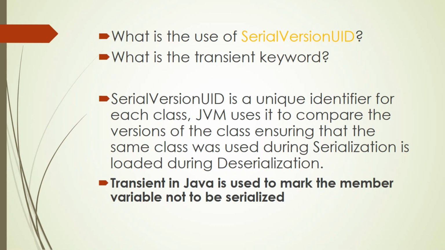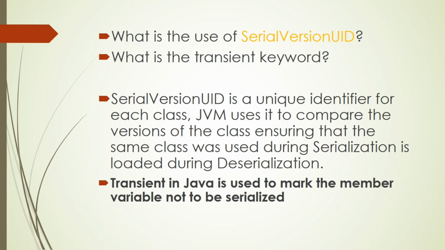So while deserializing that stream of bytes to the object, the serial version will be matched in order to check the uniqueness and just to verify that the same stream of bytes is being converted from a stream of bytes to an object.